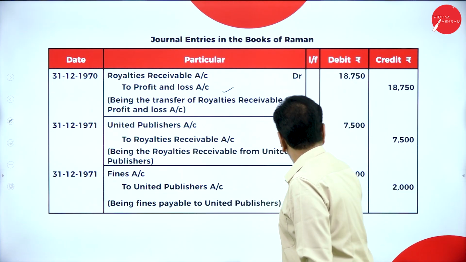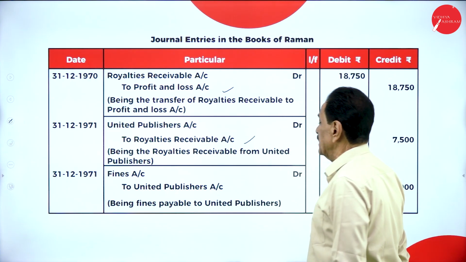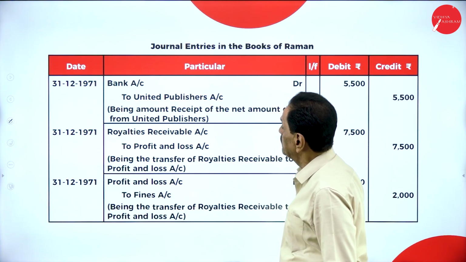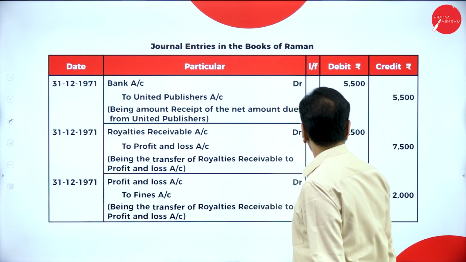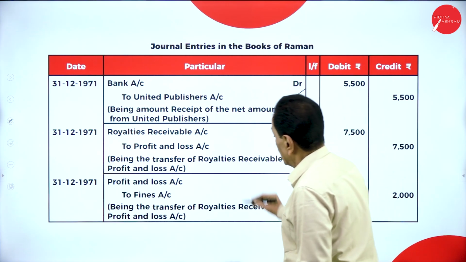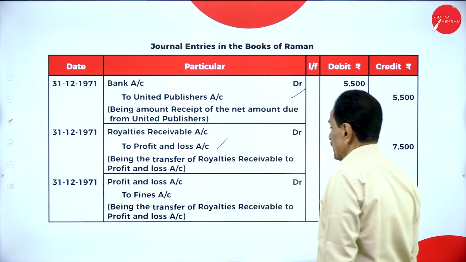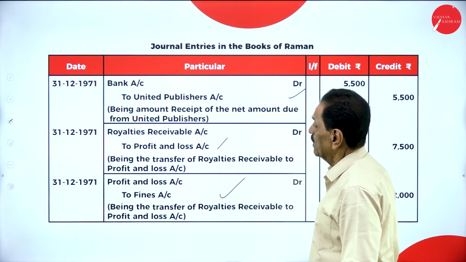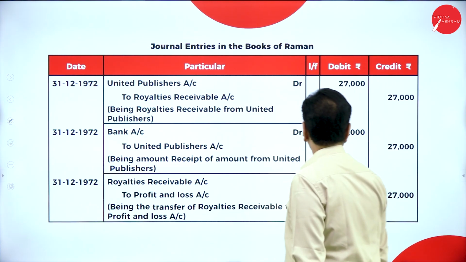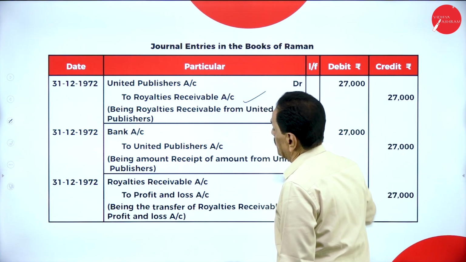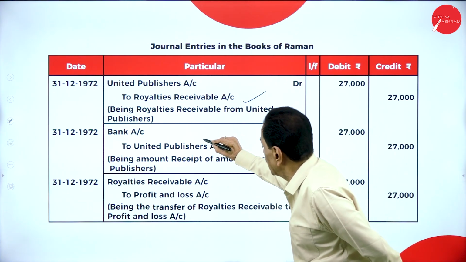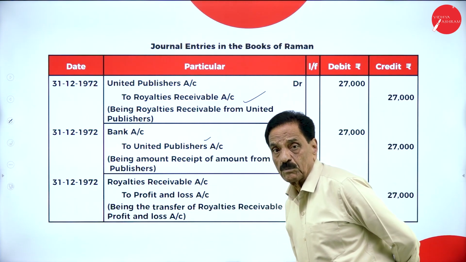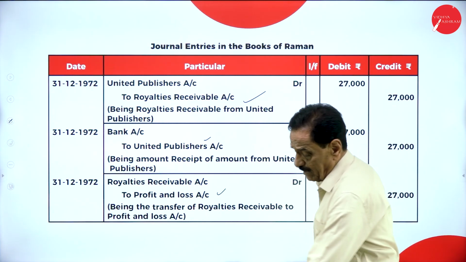1971, United Publishers account debit to royalty receivable 7,500. Fines account debit to United Publishers account 2,000. Bank account debit to United Publishers account 5,500. Royalty receivable to P&L account 7,500. Profit and loss account debit to fines account 2,000. 1972, United Publishers account debit to royalty receivable 27,000. Bank account debit to United Publishers account 27,000. Royalty receivable to profit and loss account 27,000.